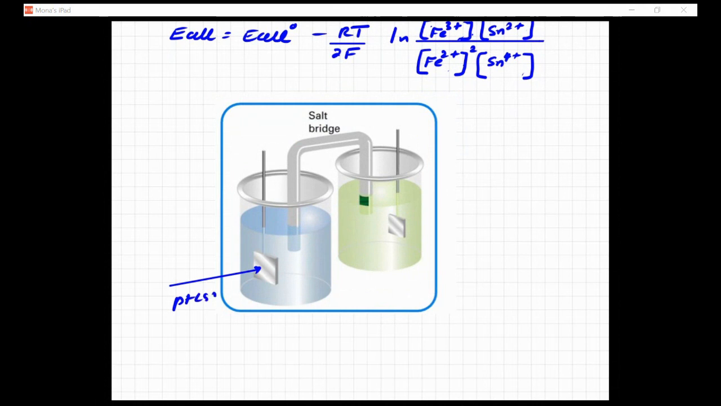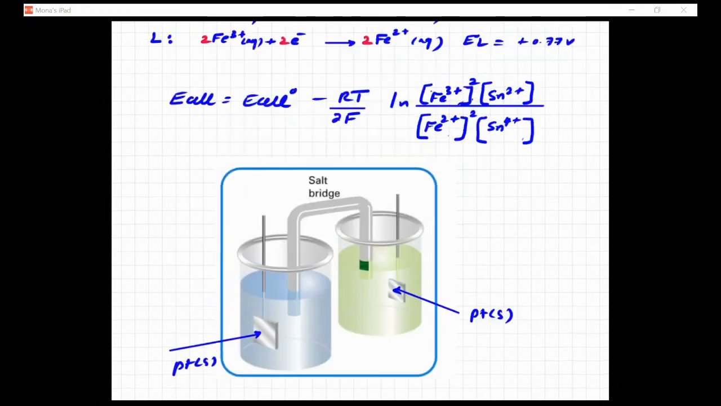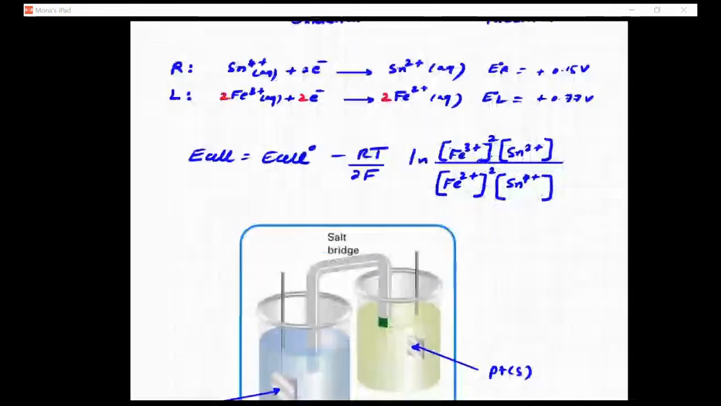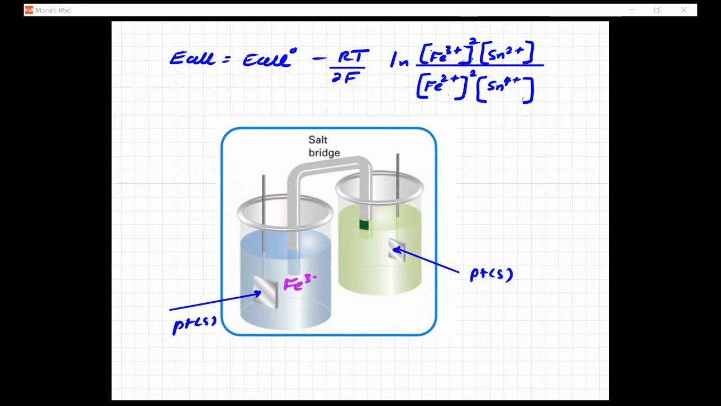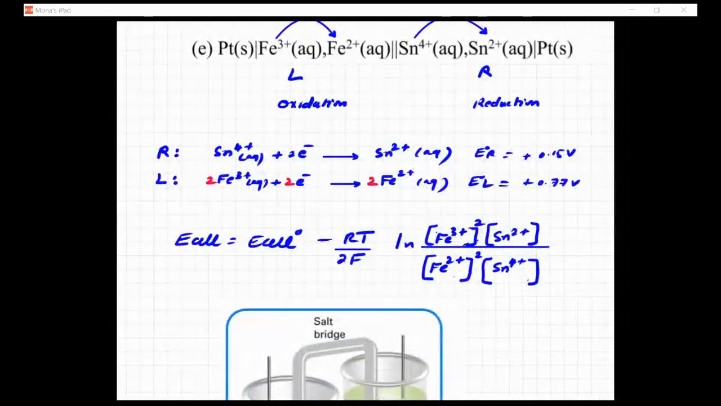So platinum solid, okay, it's platinum solid here, and of course I'll now be able to put the other things. What are the other things that I have? On the left, I have Fe3+ and Fe2+ in the solution. And here I have Sn4+ and Sn2+, okay? So this is what we have.